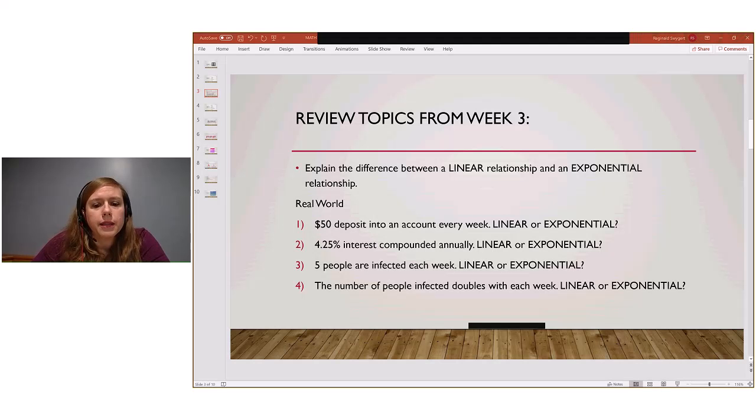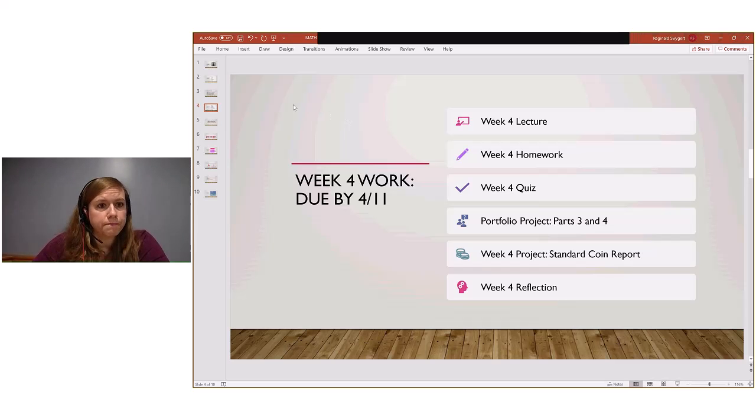Okay, and most of you definitely understood that point and went through the different examples of how it could change. All right, so that's one big one I wanted to talk about from week 3. Let's go back here and talk about what's expected for week 4.